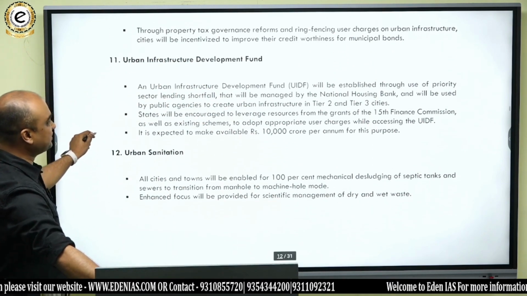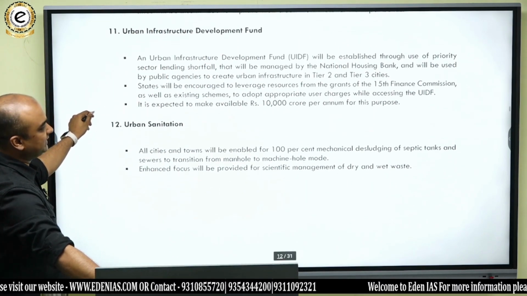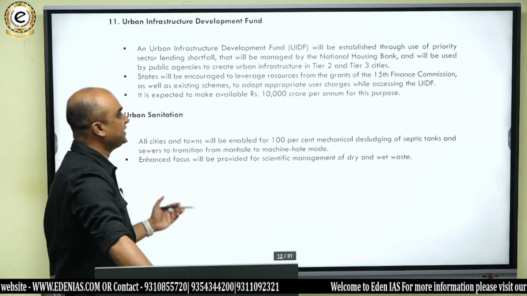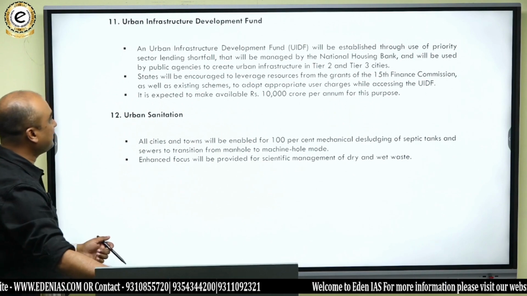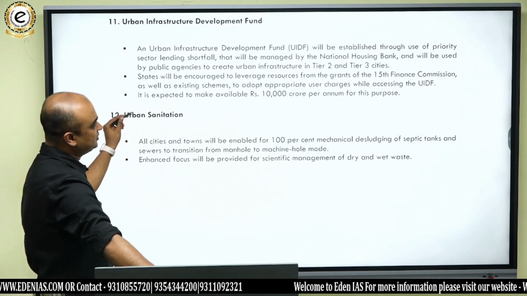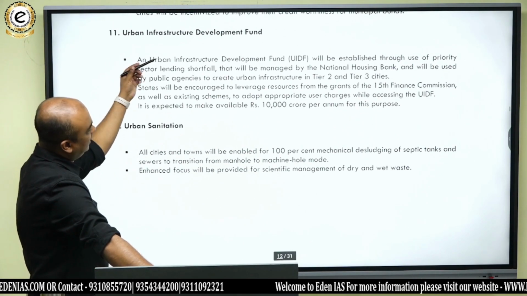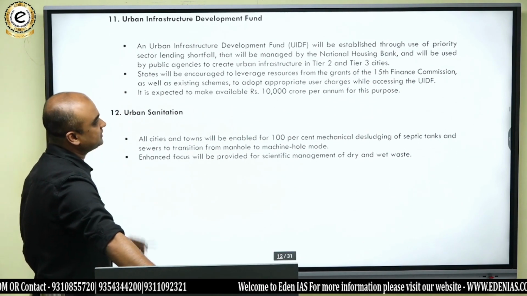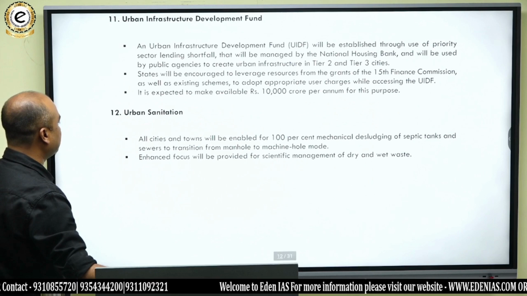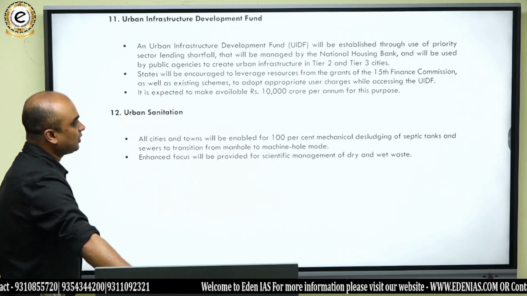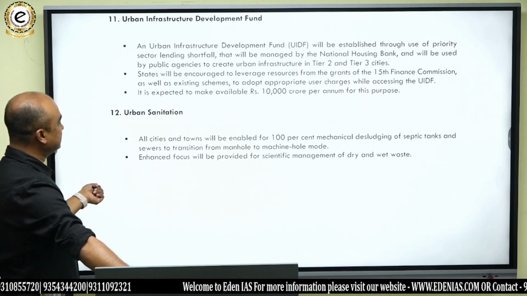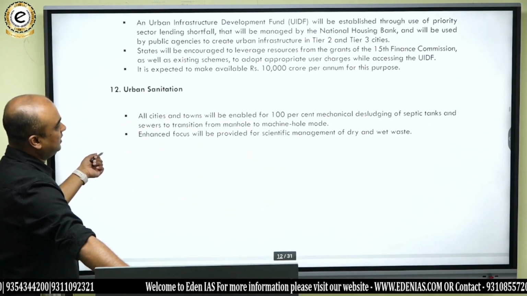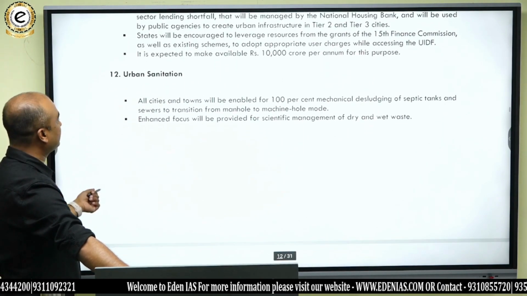In urban infrastructure development fund, UIDF will be established through use of priority sector lending shortfall that will be managed by the National Housing Bank and will be used by public agencies to create urban infrastructure in tier 2, tier 3. So remember this, UIDF is for tier 2 and 3. States will be encouraged to leverage resources from the grants of the 15th Finance Commission as well as existing schemes to adopt appropriate user charges while accessing the UIDF. It is expected to make available rupees 10,000 crore per annum for this purpose.